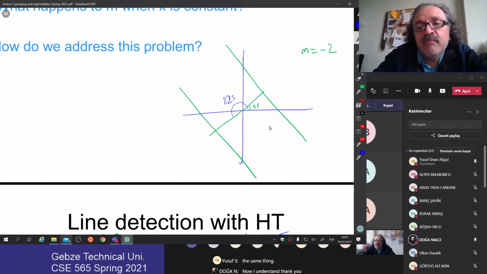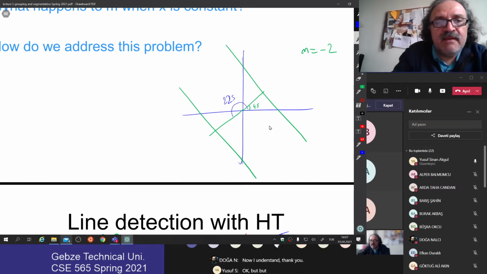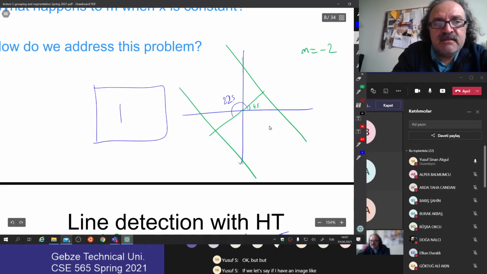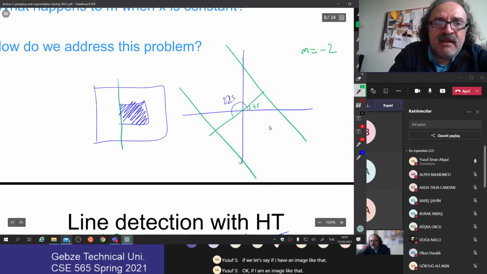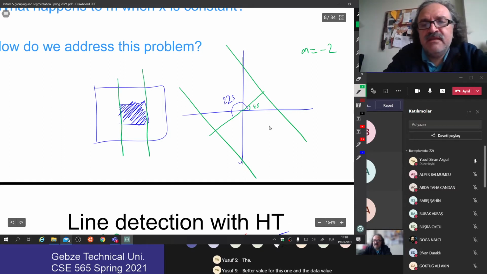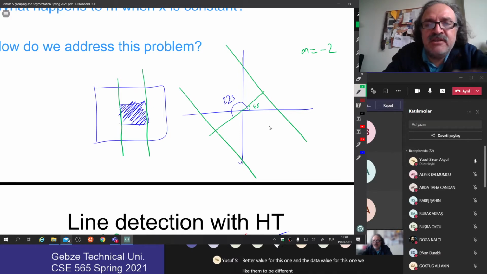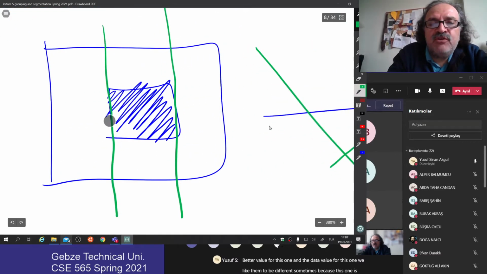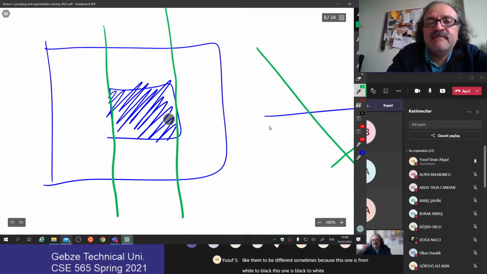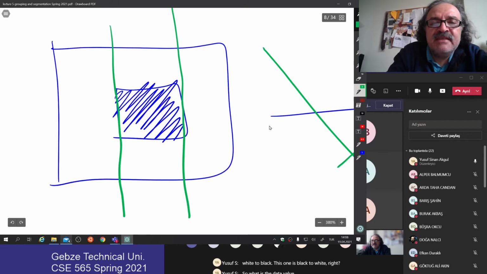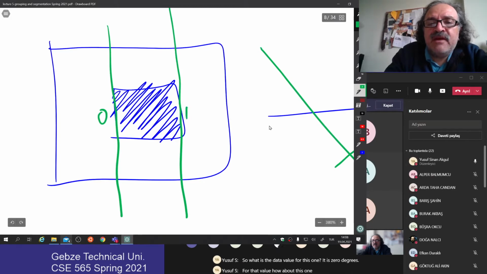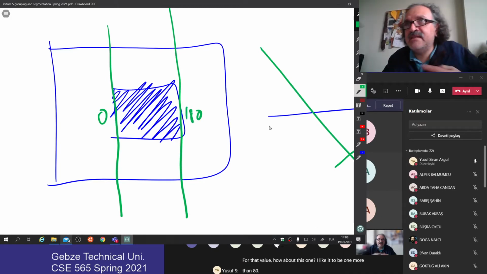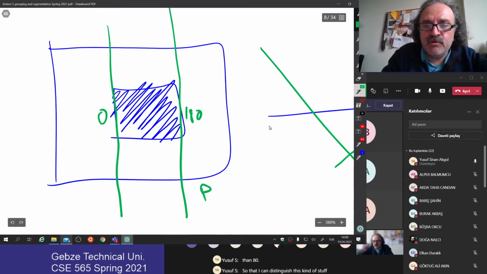Now I understand, thank you. Okay, but let's say if I have an image like that, the theta value for this one and the theta value for this one, we like them to be different sometimes, because this one is from white to black, this one is black to white, right? So what is the theta value for this one? It is 0 degrees. How about this one? I like it to be 180, so that I can distinguish these kind of stuff. So this is called polarity.